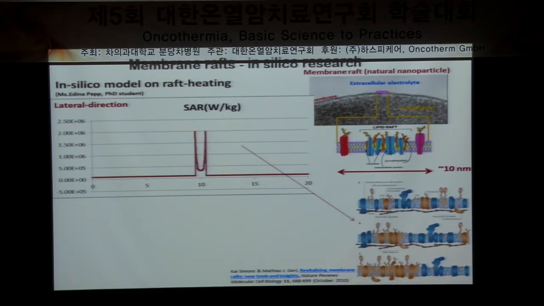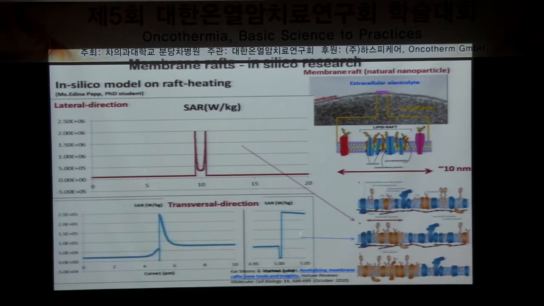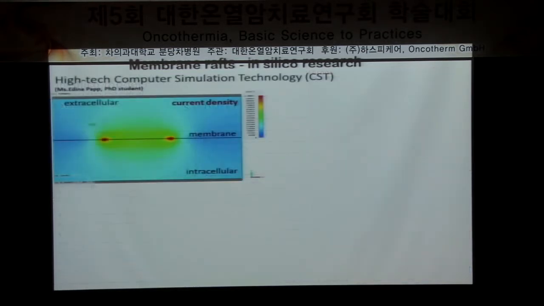This is the best in Hungary, and then she could show the specific absorption rate on the raft, and you can see that it's about 6 orders of magnitude higher, the absorption in the lateral dimension, and then in the transverse direction also. So it means that somehow in silico it could be shown.